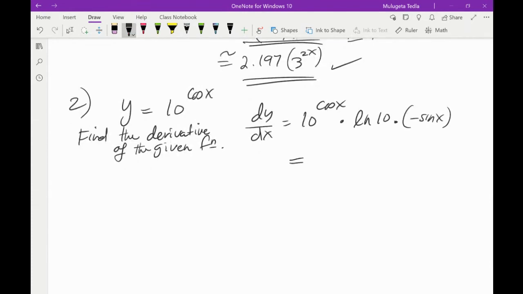So you can take those two up front: minus sine x, ln of 10, and 10 to the power of cos x. You can't multiply these two 10s. You can't touch them. They are under the influence of different functions. So ln 10 could be changed into a number, but it's okay. I will take this as it is.